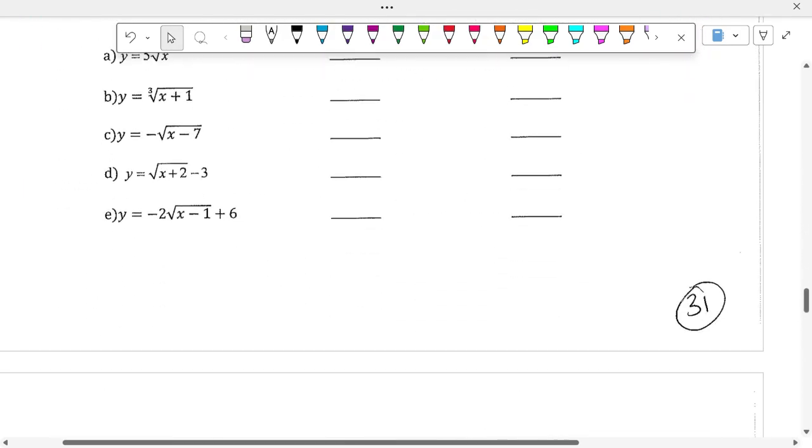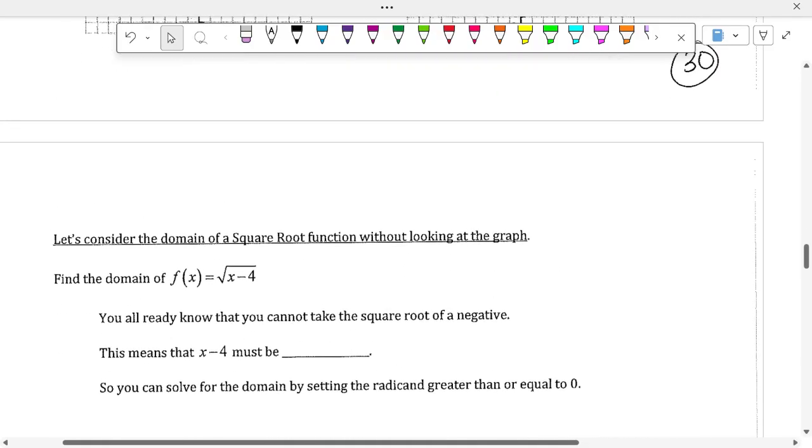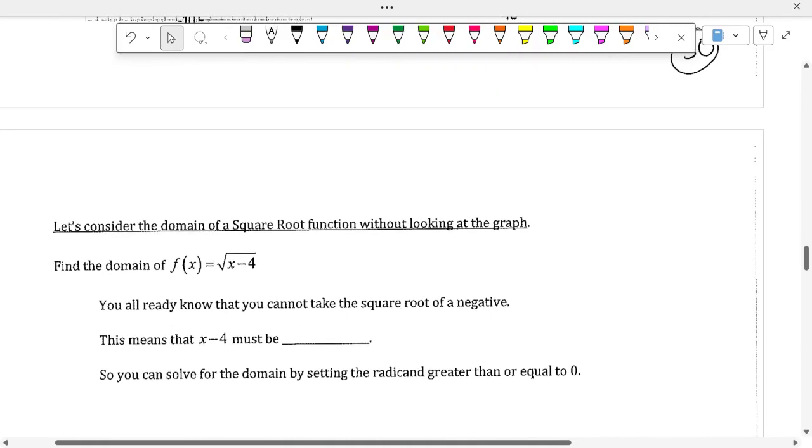All right, last thing we've got to talk about: how to calculate the domain without looking at the graph. Now, obviously on your test, you will have full access to Desmos. So if you can't get the domain from looking at the Desmos graph, then what the heck? But here's the other way you can figure it out.